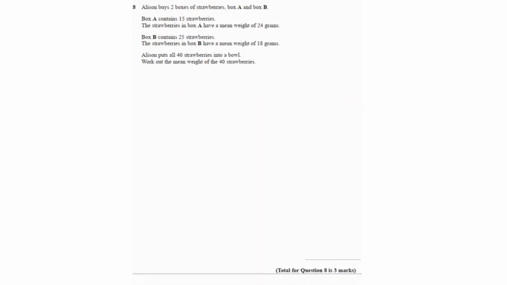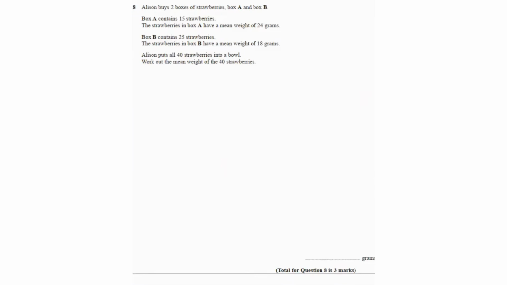Then question 8 says Allison buys 2 boxes of strawberries, box A and box B. Box A contains 15 strawberries. The strawberries in box A have a mean weight of 24 grams. Box B contains 25 strawberries, and the strawberries in box B have a mean weight of 18 grams. Allison puts all 40 strawberries into a bowl. You need to work out the mean weight of the 40 strawberries.